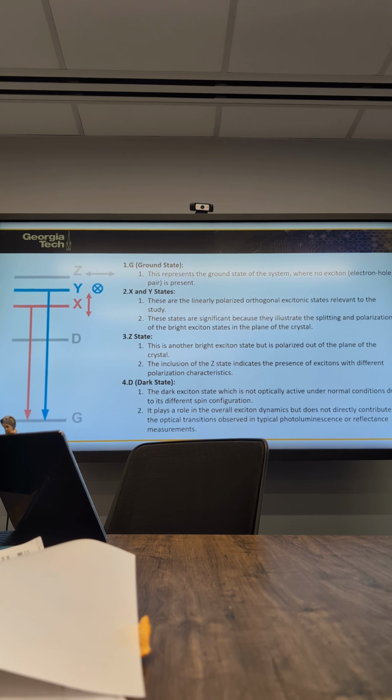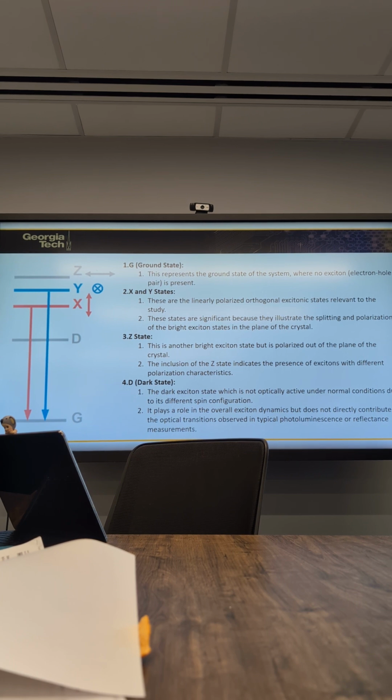That's like the degeneracy thing that you split up? It's not degeneracy because it's not the same energy. Degeneracy means you're at the same energy. In this case, you have different levels of energy, so there's the energy level splitting. So we have different energies, you don't have degeneracy. That's the main difference here. X and Y are the linearly polarized orthogonal excitonic states relevant to the study.